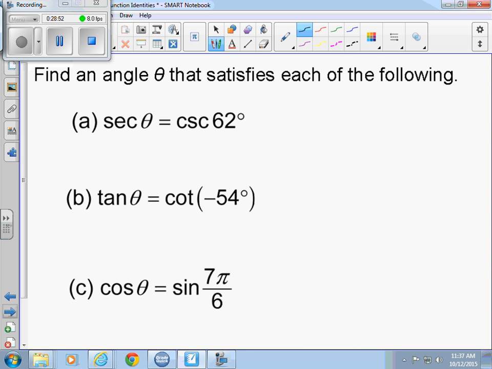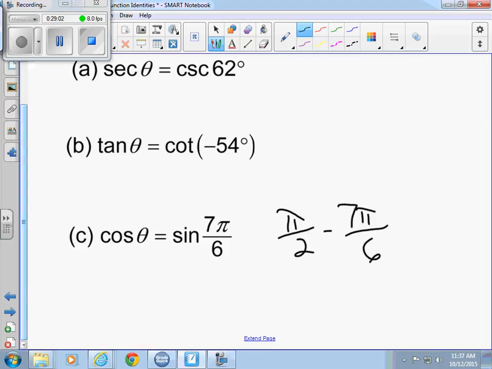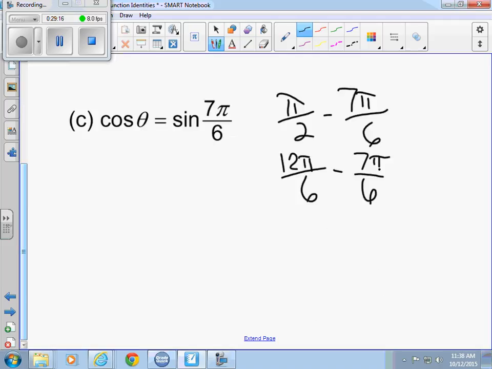Which is 4 pi over 6. So we'll do pi over 2 minus 7 pi over 6. I do need to get a common denominator. This would be 12 pi over 6. Can't you just change the first one to 3 pi over 6? Oh, sorry.